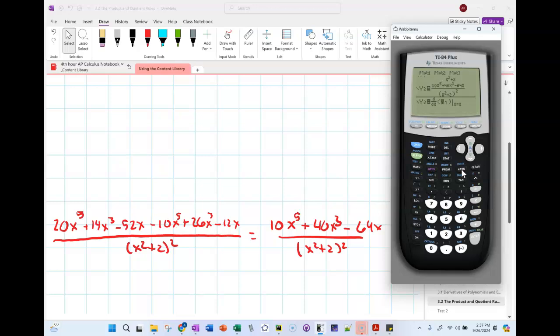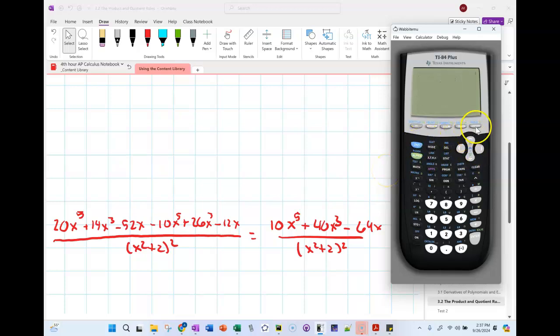So y1 was the original problem. y2 is my answer. And then y3 is going to be the derivative of the original. I want to see if the calculator, when it calculates the graph of the derivative, gets the same graph as my answer. If they're the same, then I'm convinced that I did the problem correctly. If they're different, I know that there's a mistake somewhere. Hopefully it's just a typo that I made. How do you get the y1? Vars, and then go over to the y-vars tab, and then you pick function, and all the y's are there.